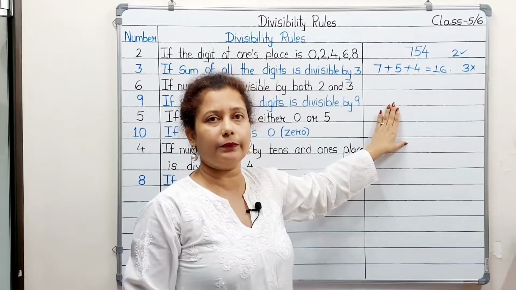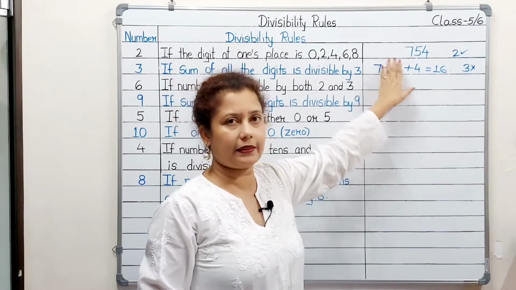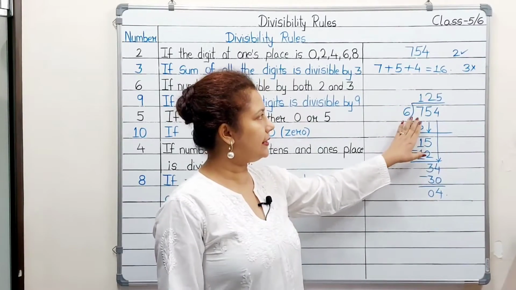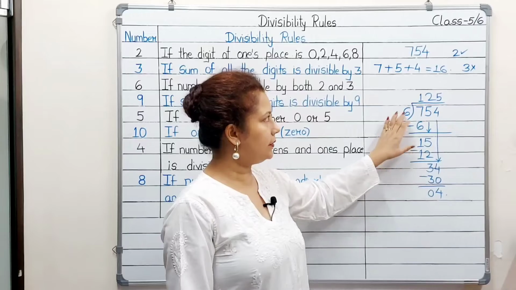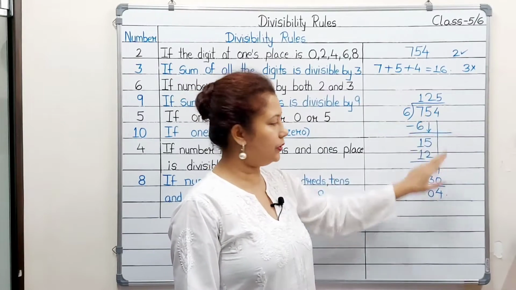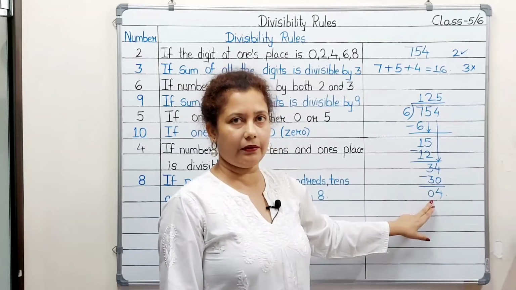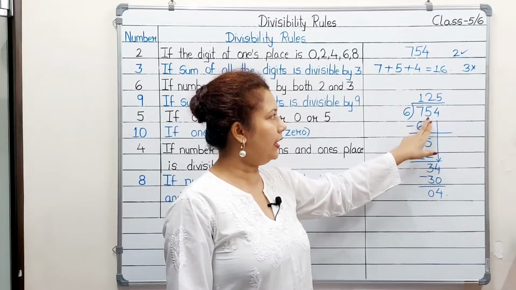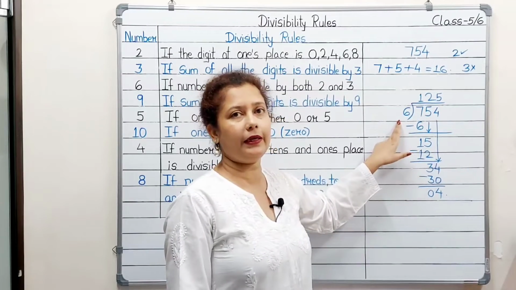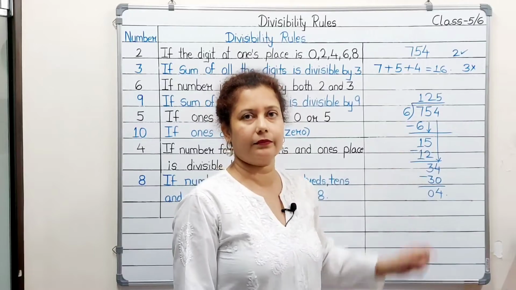This we will confirm by dividing it by 6. When we actually divide 754 by 6, we get 125 as a quotient and 4 is the remainder. That means 754 is not completely divisible by 6.